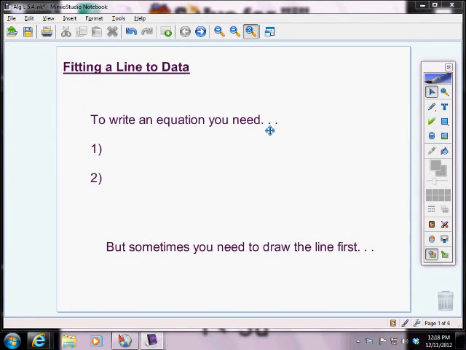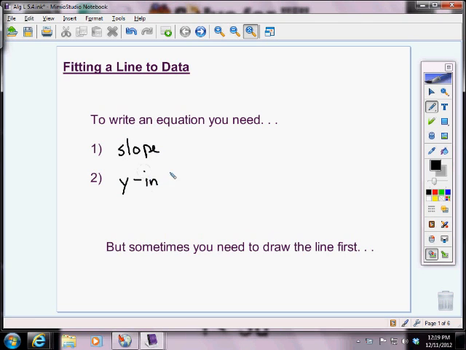In this lesson, we are going to talk about fitting a line to data and then using our knowledge of writing equations to write an equation for the line. Here's what I mean. Let's focus on what we've learned in the past. To write an equation, we need two things. We need to know slope and we need to know the y-intercept. That hasn't changed.